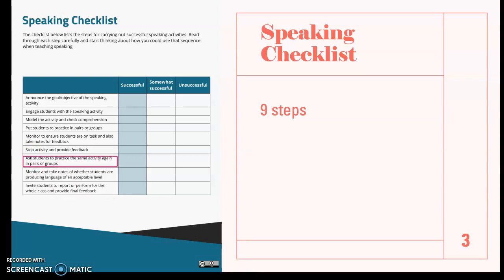Seven, ask students to practice the same activity again in pairs or groups. Now students start the activity over.